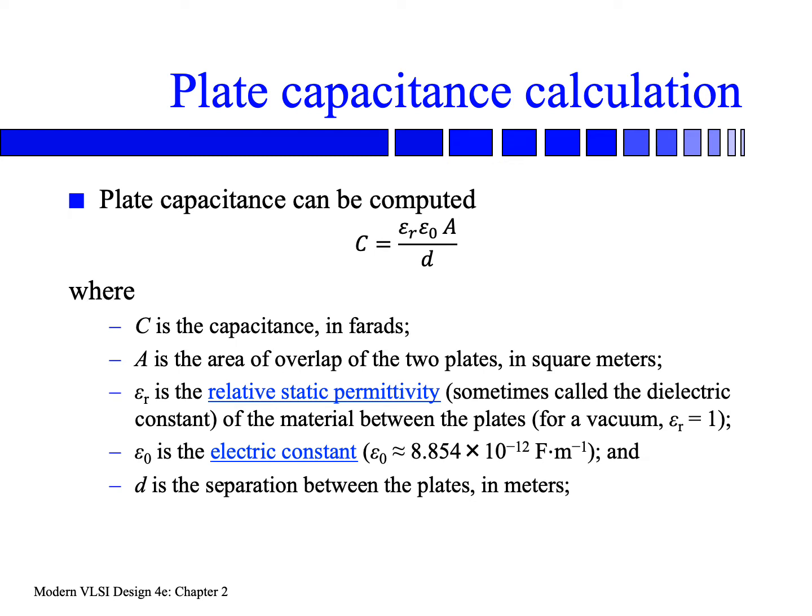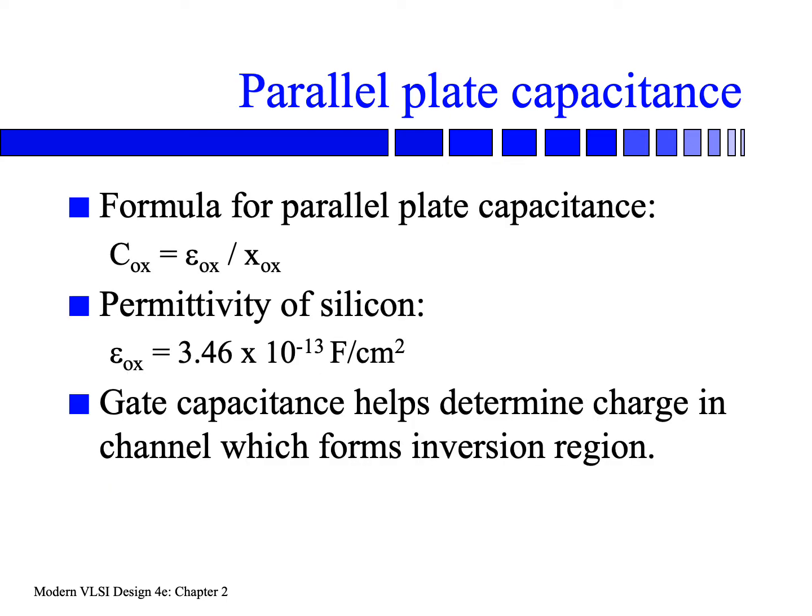For example, epsilon r is the relative static permittivity, which is sometimes called the dielectric constant. Here it is relative to air, and of course this is for silicon dioxide. Then epsilon zero is the permittivity of free space, which is a fixed number. This is the separation between the two plates. From this equation, you can see that a bigger area will lead to a bigger capacitance. A smaller distance between the plates will also lead to a larger capacitance.